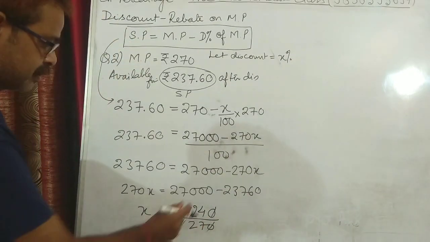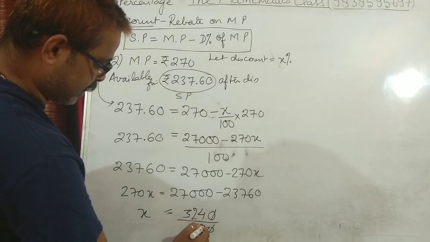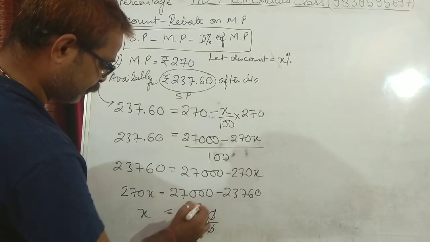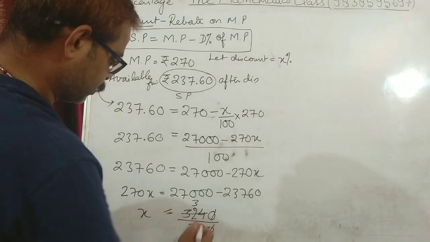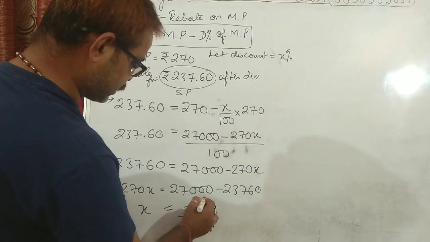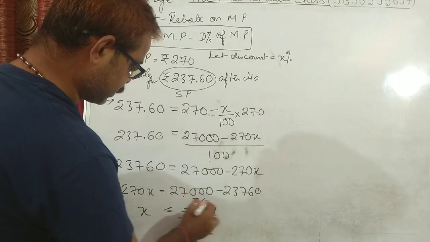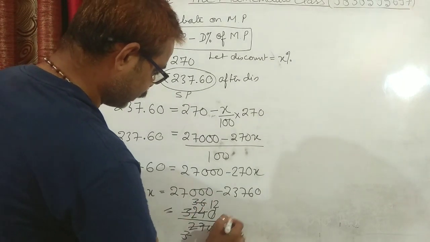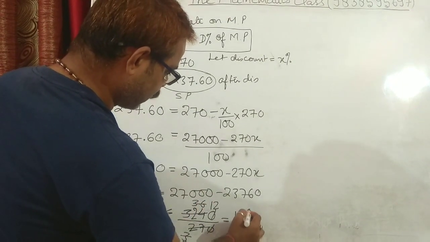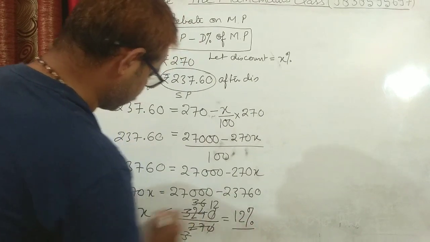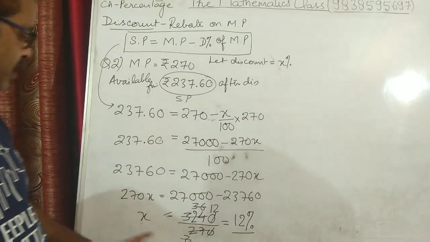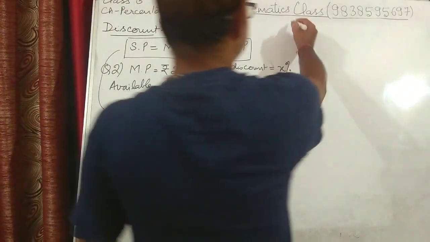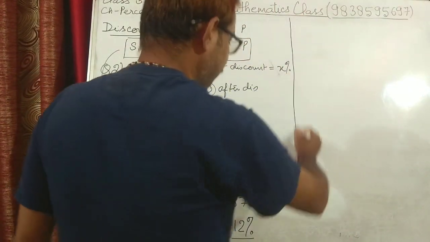0 and 0 cancelled. We can divide it by 9. 9 3s are 27, 9 6s are 54, 3 1s are 3, 3 2s are 12. So that comes to be 12%, which was the discount. You have to calculate discount percent, that was X percent. So X is 12%, or the discount is 12%.